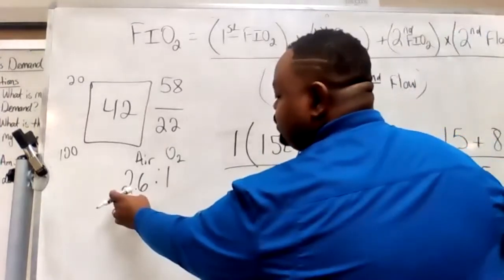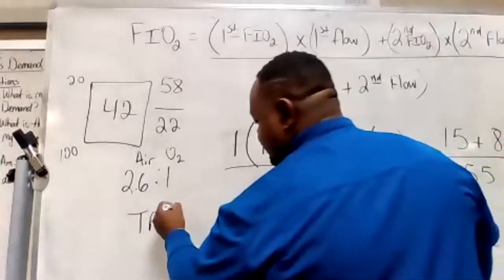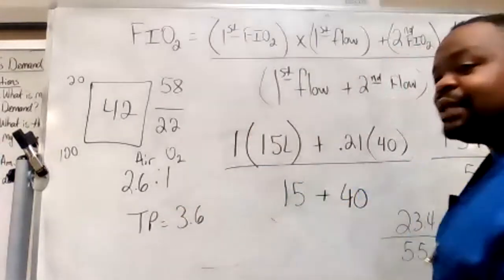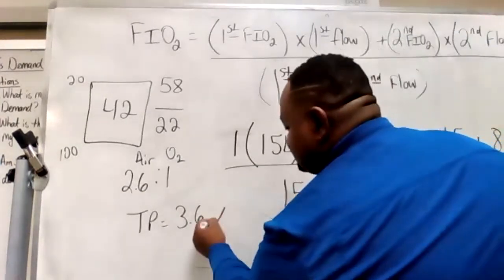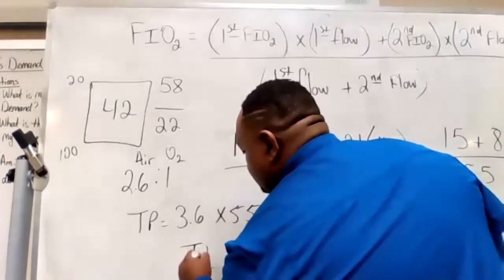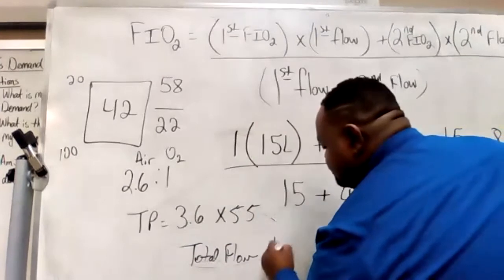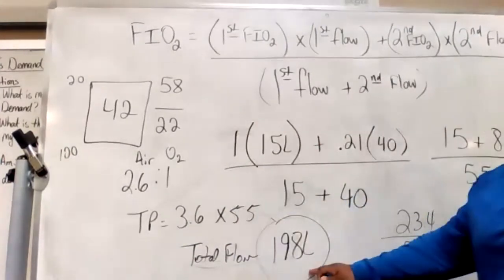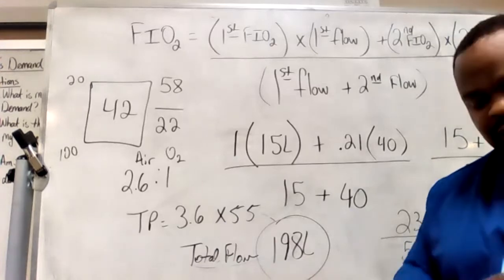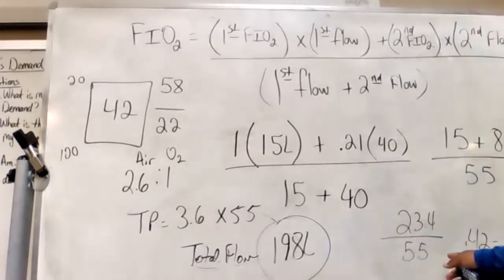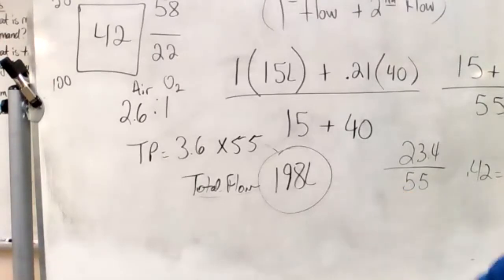So the total parts, 2.6 plus 1, gives us 3.6 total parts. What is our total flow? Remember, first flow plus second flow is 55. So 3.6 times 55 gives us a total flow of 198 liters. That's a lot of flow and a nice amount of oxygen. We couldn't have got that with just one system. But because we have two systems, we can have a high total flow and over 40% oxygen.